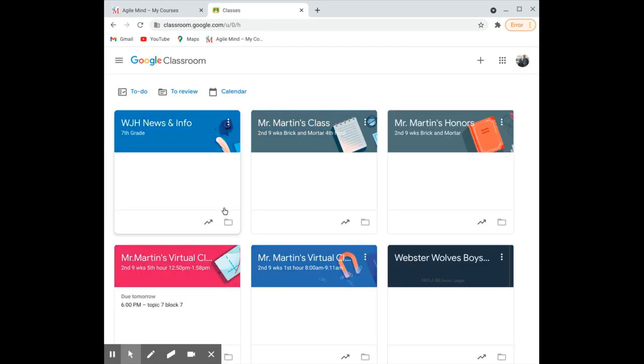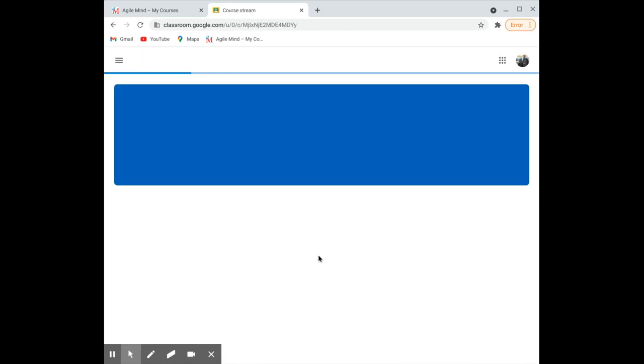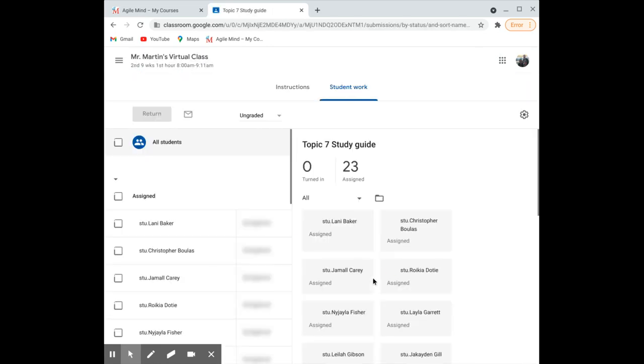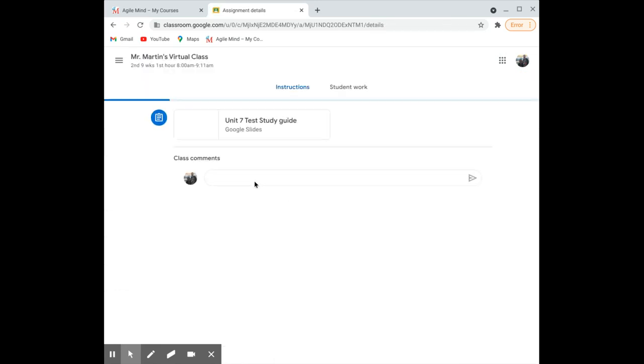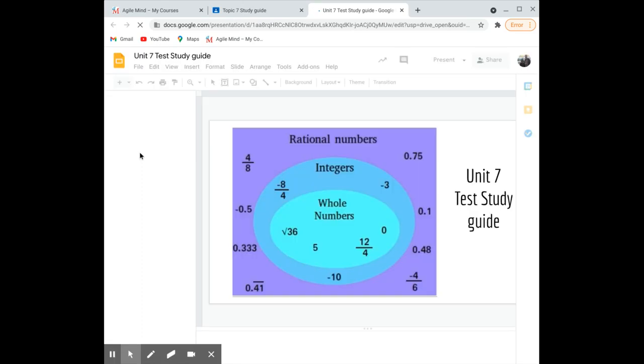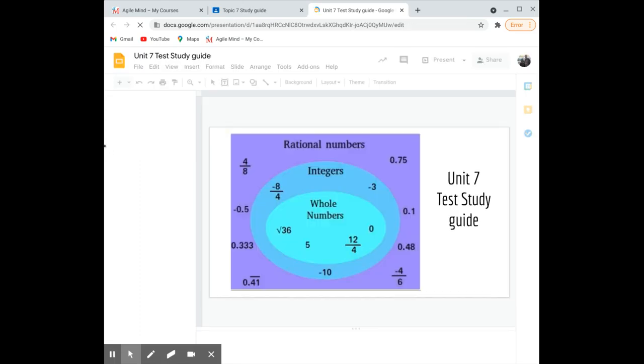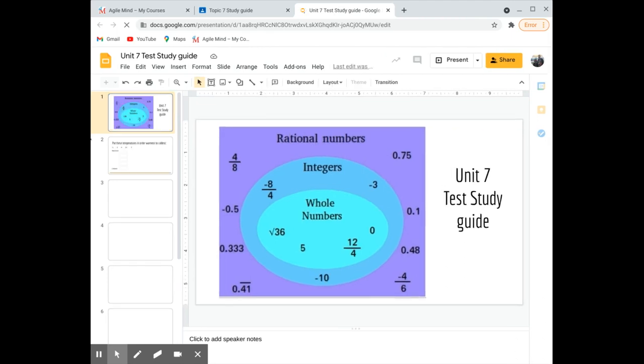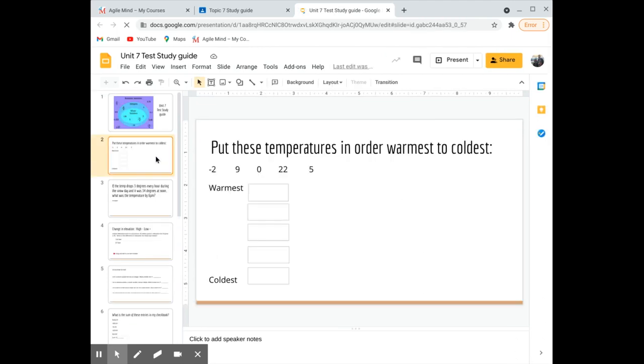So if you don't know where this was, all you did was you went to your classes and you went to our virtual class and we clicked on topic 7 study guide. Click on instructions and actually click on this study guide itself. So let's take a look at this. It says put these temperatures in order from warmest to coldest.